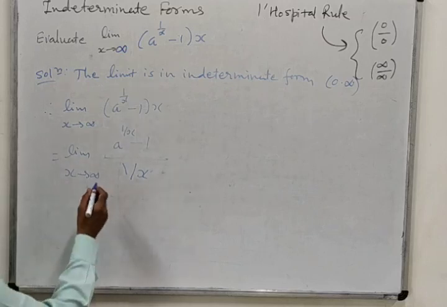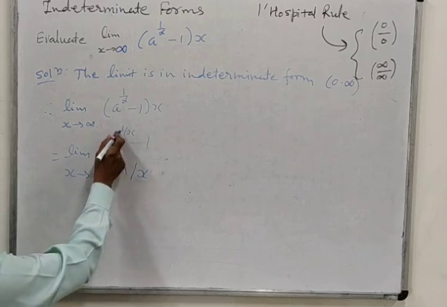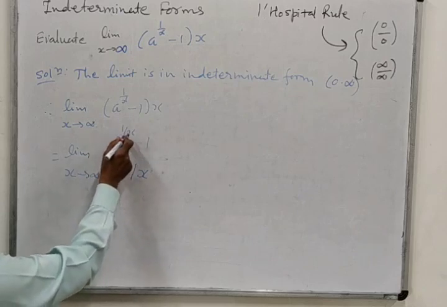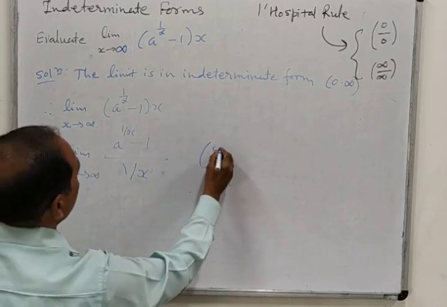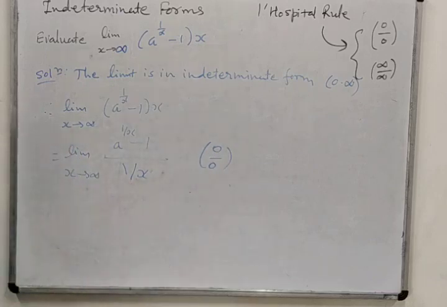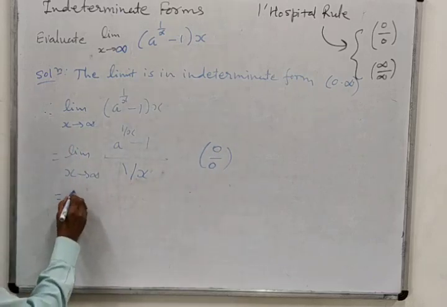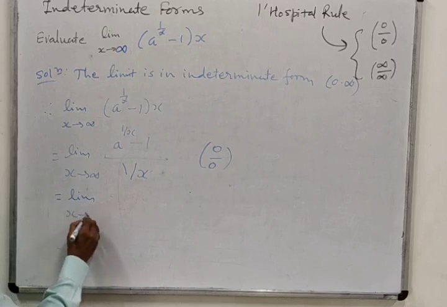So now what is this form? X tends to infinity, 1 upon infinity is 0, so a raised to 0 is 1, 1 minus 1 is 0, and this is again 0, since 1 upon infinity is 0. So we will apply L'Hopital rule here now.